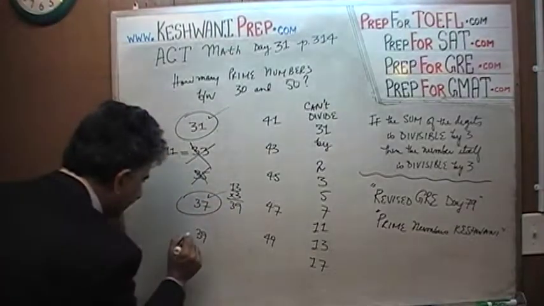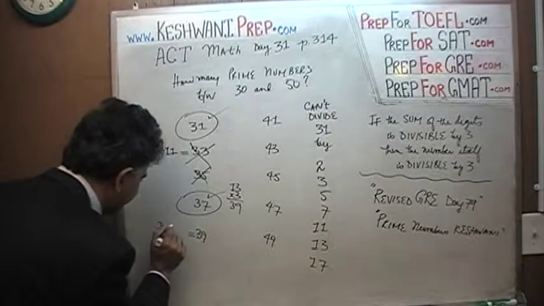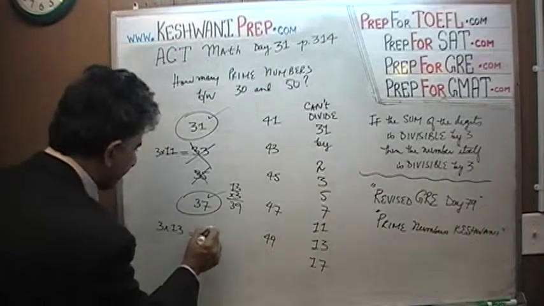39 is very simple to figure out. It's obvious that each individual digit is divisible by 3, so it's 3 times 13. That's not a prime number.